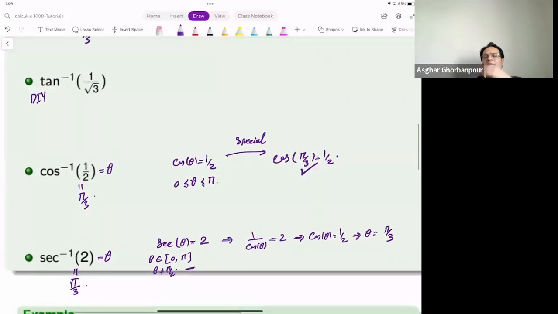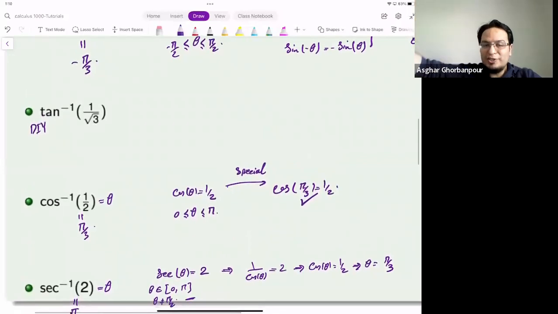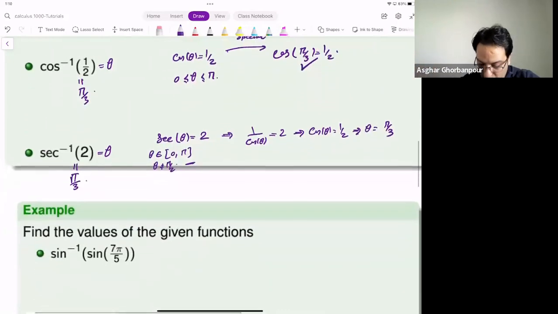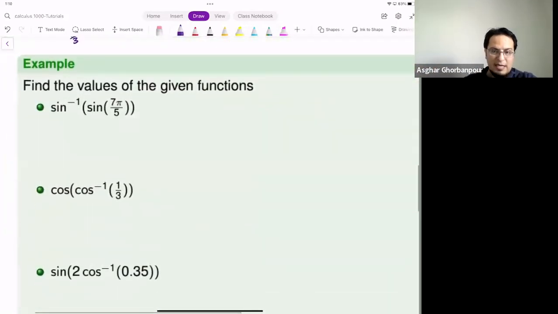Well, these were the special angle cases, the ones that you can work a little bit around and find the value of the inverse trig function. In other words, you know the trig ratios of these angles. Now the point is, what if I have more general cases?